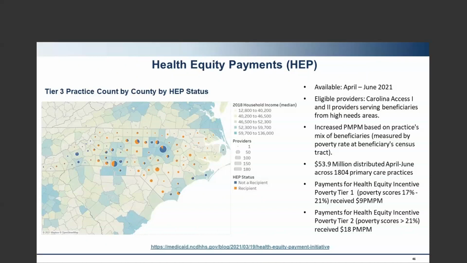And the providers who received these payments also were providers who contracted with more than one health plan. And as we know, with poverty levels, it also brings up our historically marginalized populations, which we saw the beneficiaries receiving these payments at the practices were a part of those populations. Next slide.